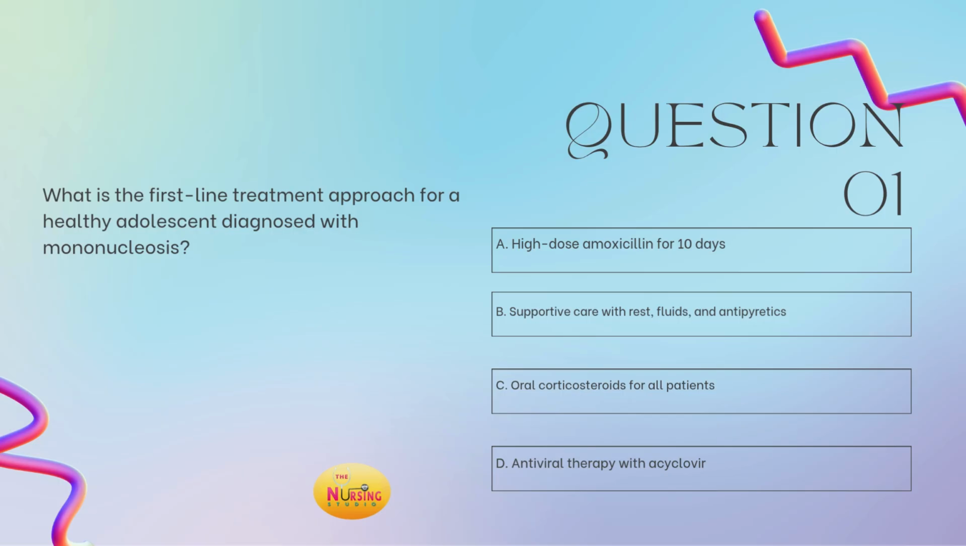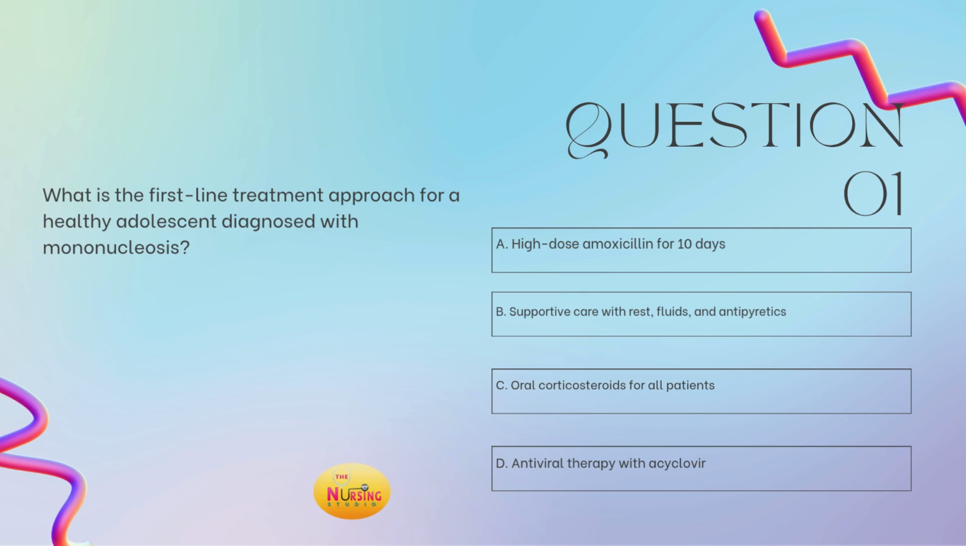All right, so I always recommend reading the stem of the question first as it allows you to slow down to ensure you're answering what is even being asked of you. Here, the question is the stem, right? And it states, what is the first line treatment approach for a healthy adolescent diagnosed with mononucleosis? All right, so what is first line treatment for mono? Your best answer is B, right?